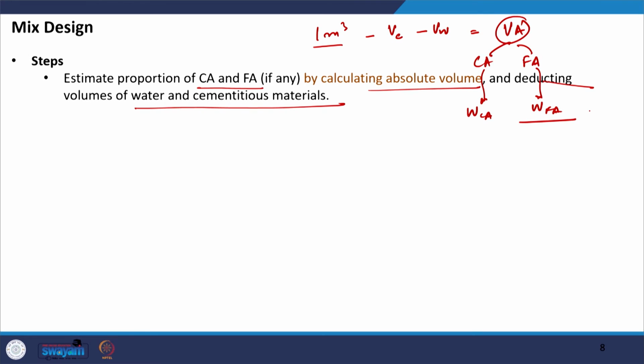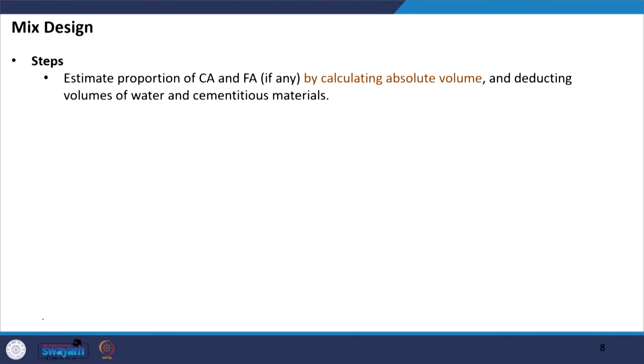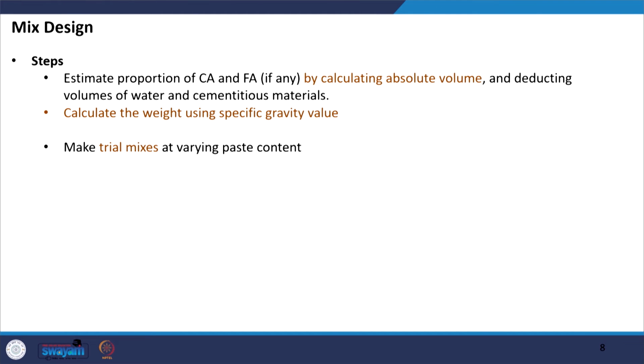Okay. So, other things actually remain the same, which we will not discuss today, again it will be a repetition. So, calculate the weight using specific gravity, and then what we have to do here is make trial mixes, and here we are going to make trial mixes at varying paste content. Okay. And then we will select the appropriate paste content to meet the desired criteria of permeability as well as strength. Okay. Alright.